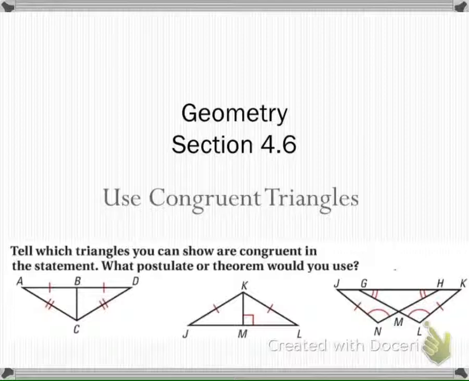So if I look at this first one, I have 2 sets of sides already. AB and DB are congruent, AC and DC are congruent. Now by reflexive property, I also get that BC is congruent to itself. It is in both triangles, so these 2 triangles would be congruent by side, side, side.